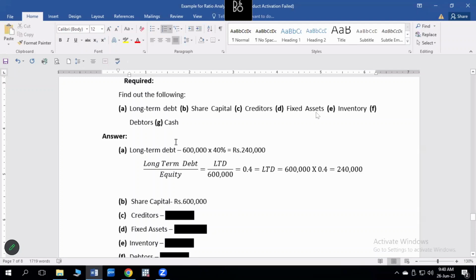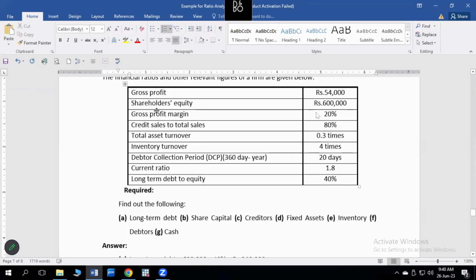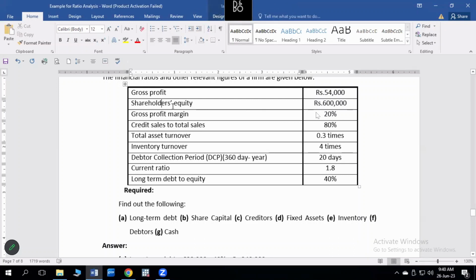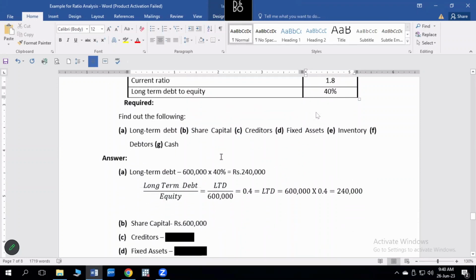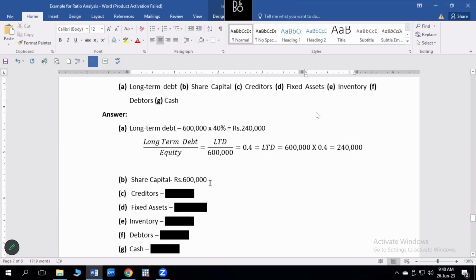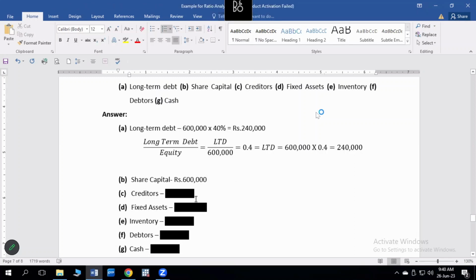So what is the second question? Share capital. In the question itself, the share capital is given directly. Shareholders equity will represent 6 lakhs. Actually, this question is not required, but it has been asked there. So share capital is 6 lakhs.